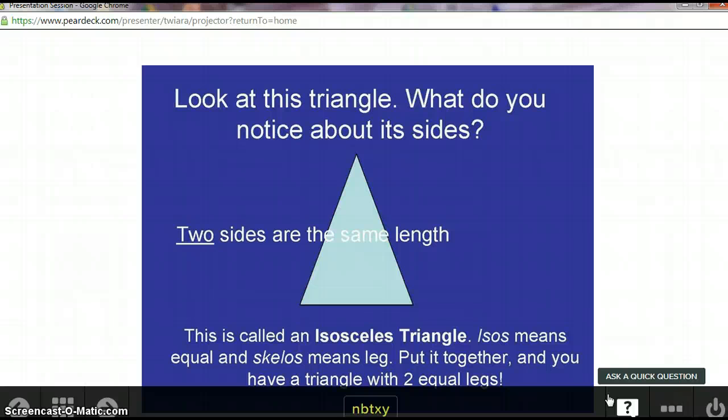So it's called isosceles. The prefix isos means equal, and skelos means leg, and those are the two main parts that form the word isosceles. When you put it together, you have a triangle with two equal legs. So two sides that are the same length, we're going to call that isosceles. It's a triangle with two legs, okay?